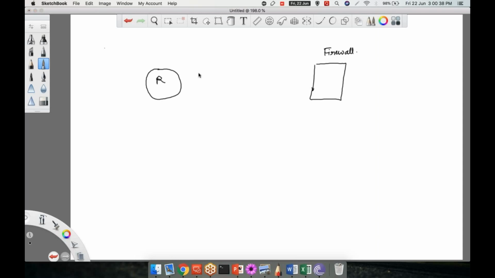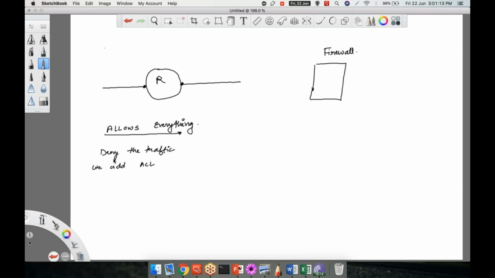I'm just going to talk in a generic way. By default, a router is always a router because every port of a router is in a different subnet. And by default, routers allow everything if the routing has been done. So to deny the traffic, we add the access list, a set of rules.